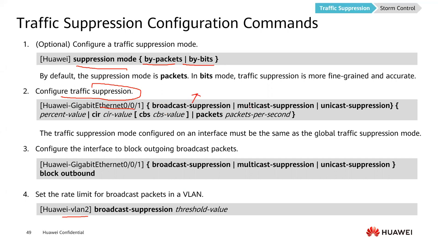For example, for broadcast and for unicast, and you can set a percent value or a CIR value. If you know some concepts of queues, you will know what CIR and CBS are: committed information rate and committed burst size. And you can also use packets. It means if your suppression mode is by packet, you need to set it to by packet. You can also block it in the outbound direction. You can also configure all of these in the VLAN view.